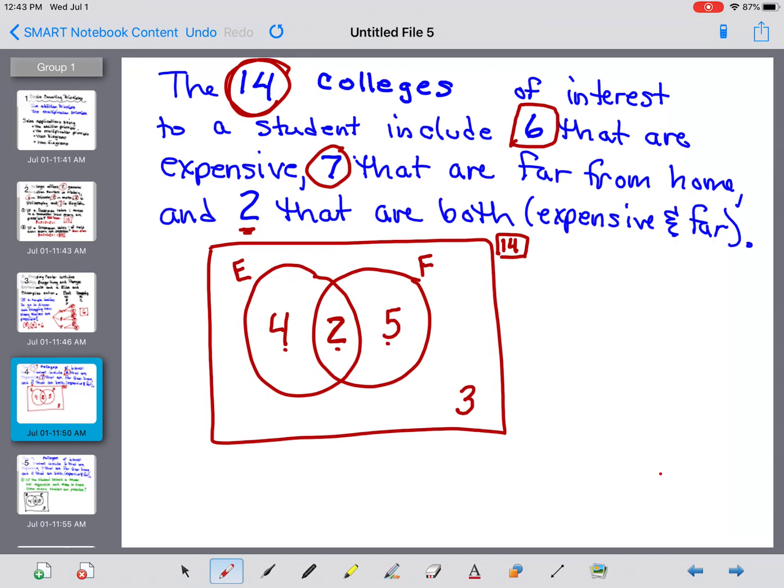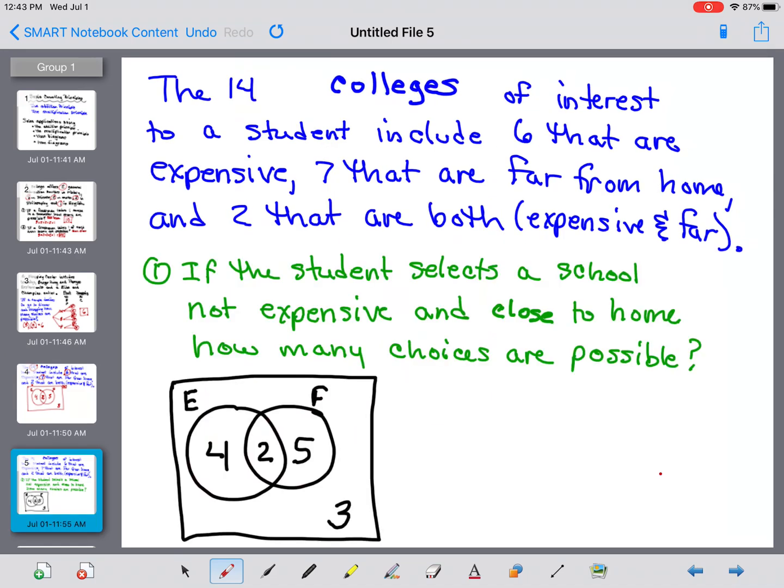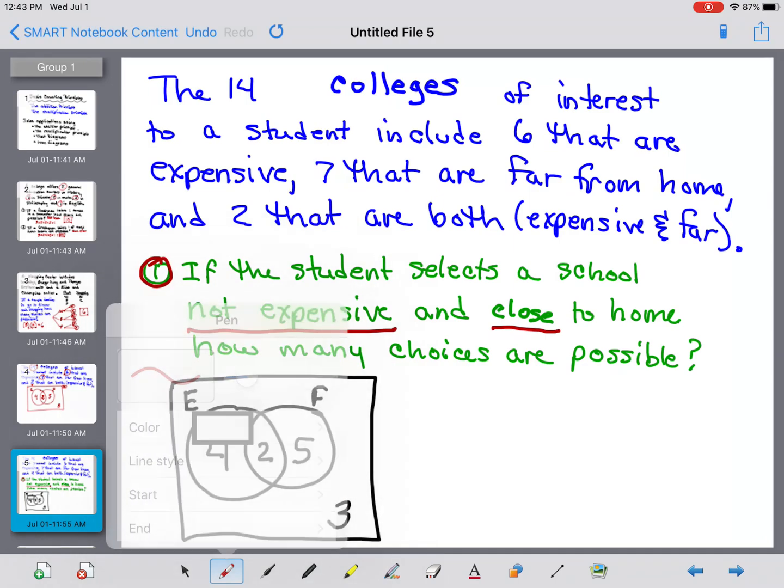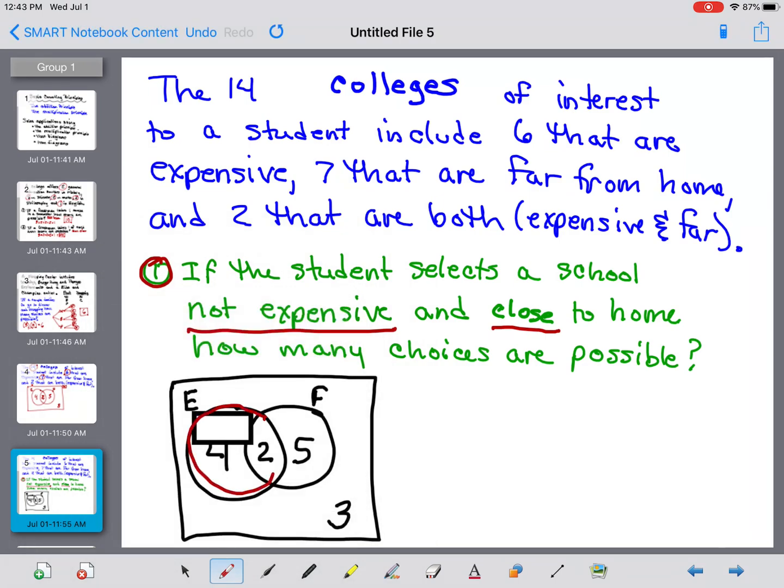Okay, now let's look at some examples. So the 14 colleges of interest, and we talked about that. That's what made our Venn diagram. So now let's go to the question. If the student selects a school not expensive and close to home, that means it's not far from home, how many choices are possible? So not expensive means outside of this circle.